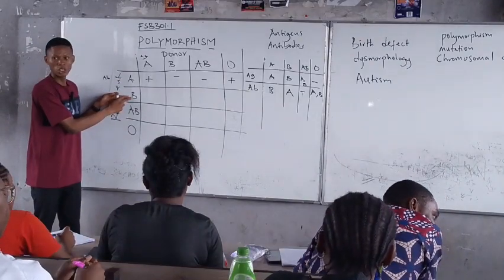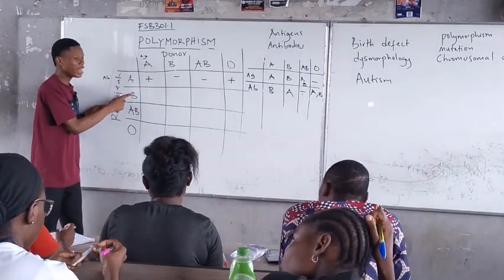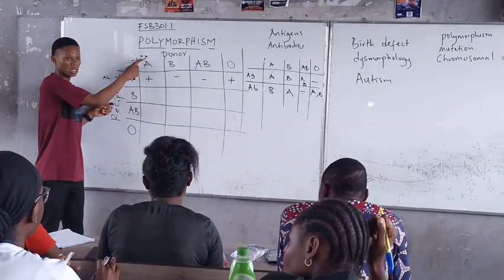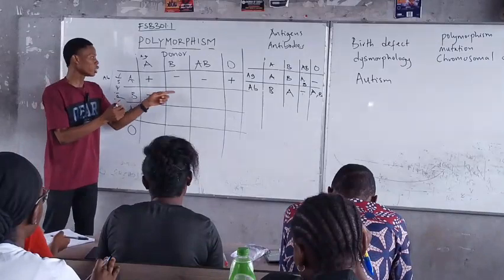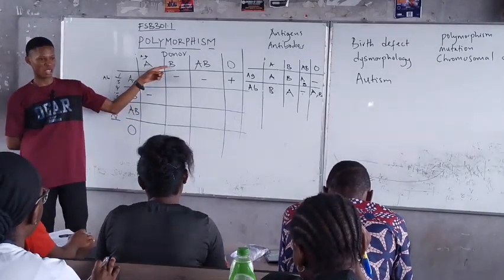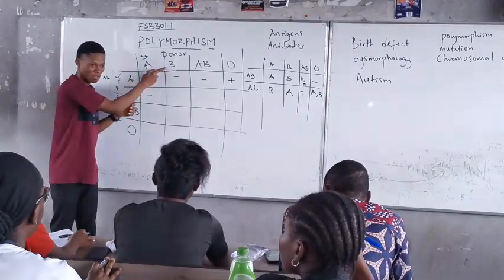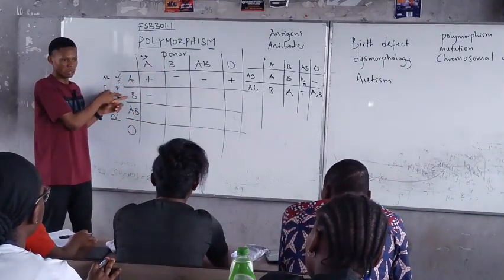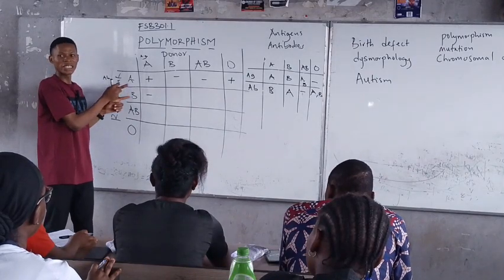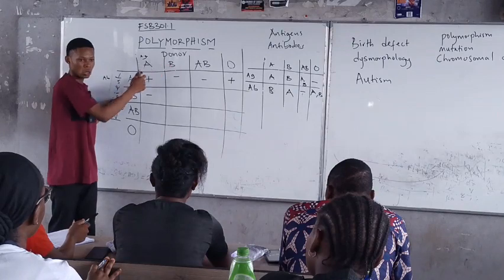So what antibody do we have here? Antibody. Can antibody A fight against antigen A? Plus or minus? Look at this one. What antibody do we have here? Thank you. What antigen do we have here? B, right? What antibody do we have here? Can antibody A fight against antigen A? Plus or minus?